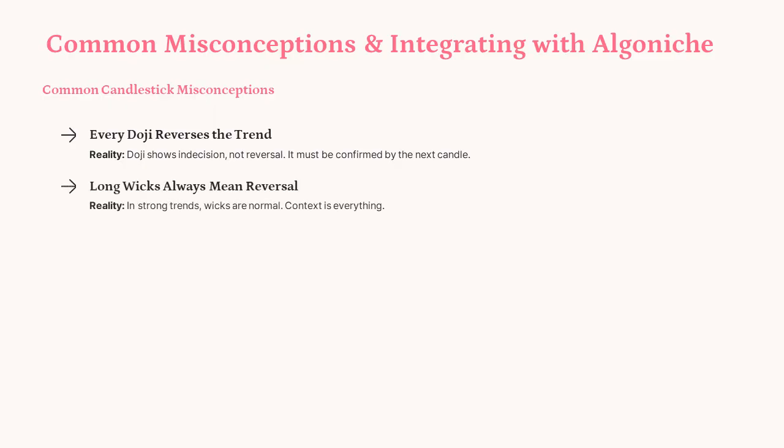Misconception 2: long wicks always mean reversal. Long wicks show rejection, but rejection doesn't always lead to reversal. In a strong trend, you will see long wicks as normal pullbacks. For example, in a powerful uptrend, you might see candles with long upper wicks, buyers pushed up, sellers pushed back. But the trend continues higher anyway.